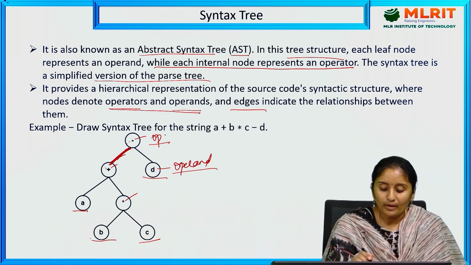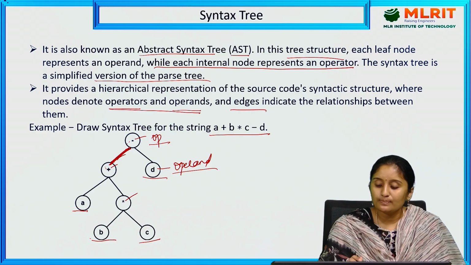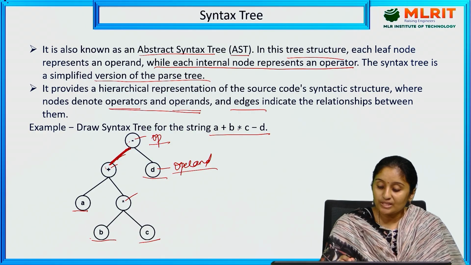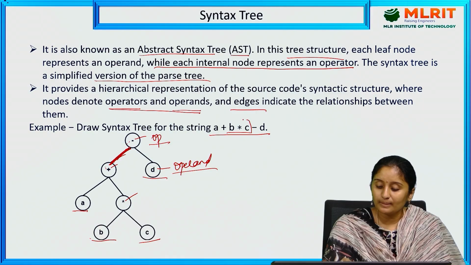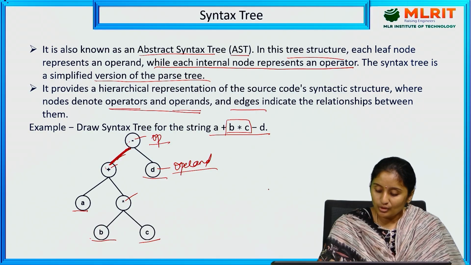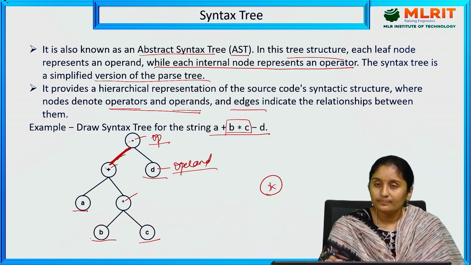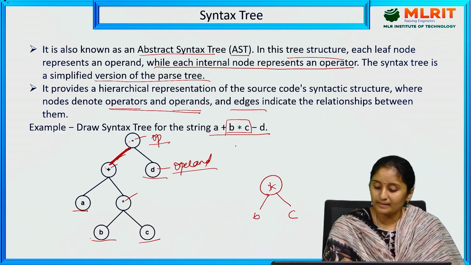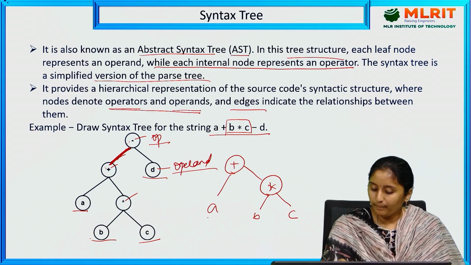See here, draw a syntax tree for the string a plus b into c minus d. Which is the highest priority here? The multiplication is the highest. So let me write the operator here, and the leaf nodes are b and c. The next are plus and minus. So let me evaluate plus: a plus b into c.